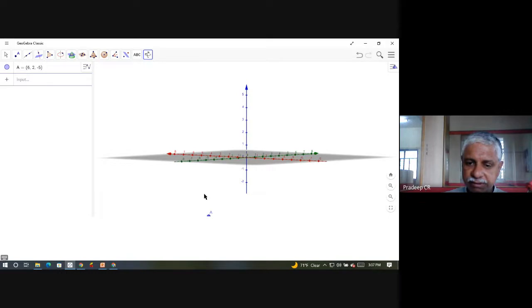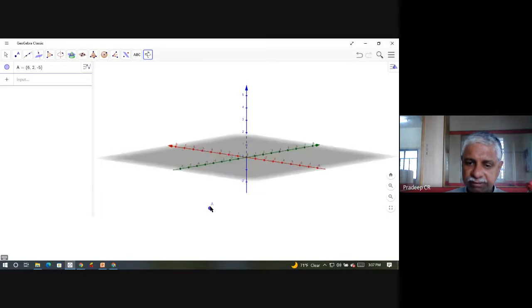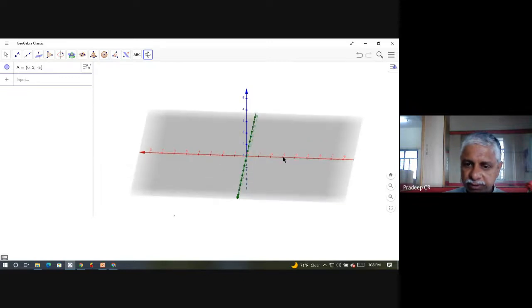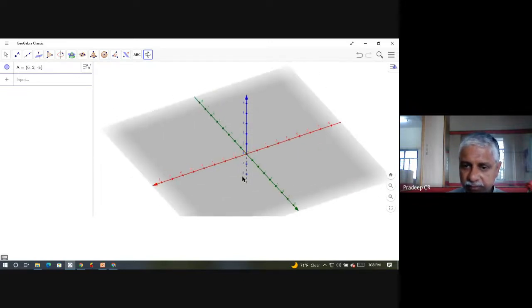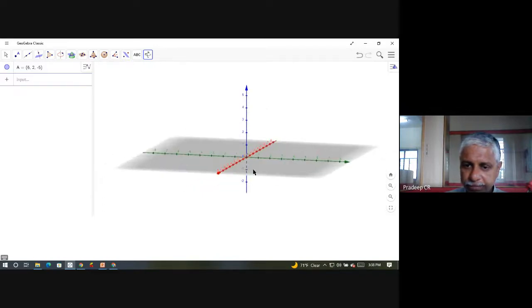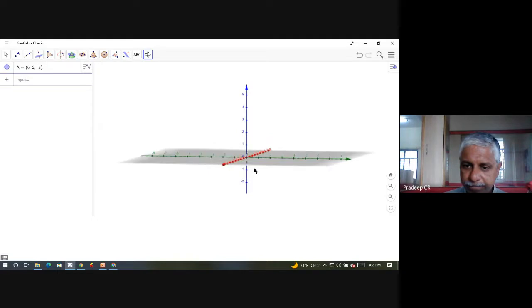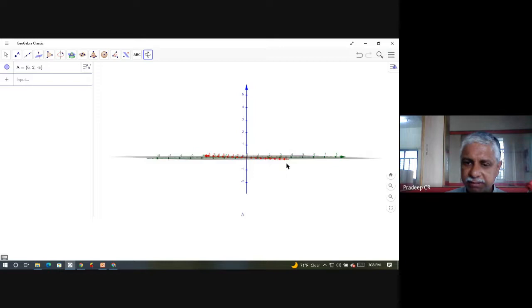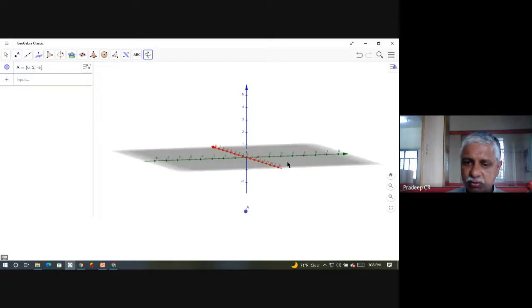Here it is. You can see it. It's coming slowly. A is here. This is the point, 6, 2, minus 5. A is 6, 2, minus 5. That means 6 along the x-axis. Anyway, it's there. You can see this point A is 6, 2, minus 5.